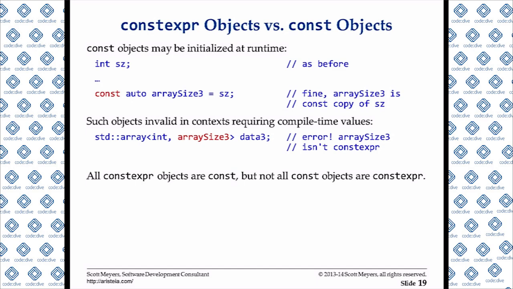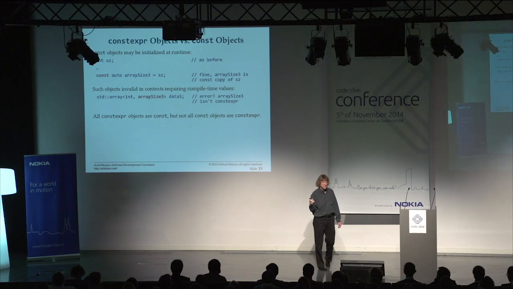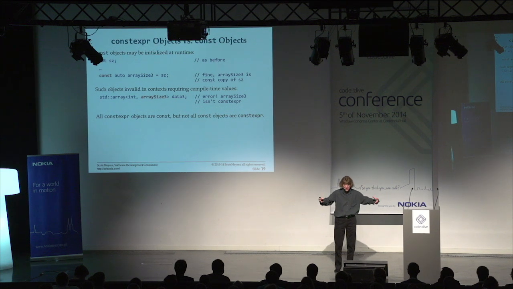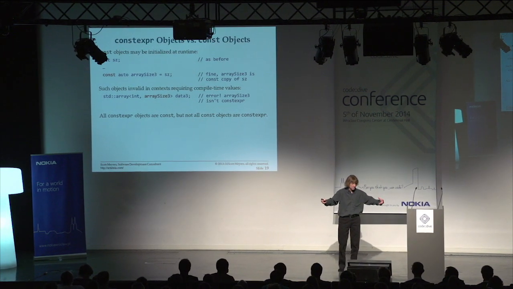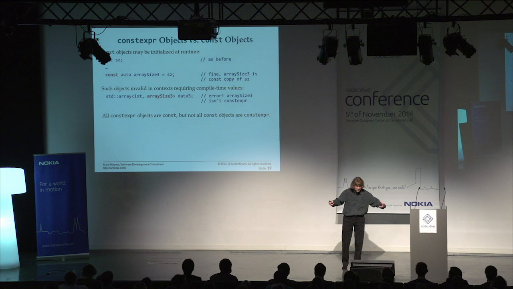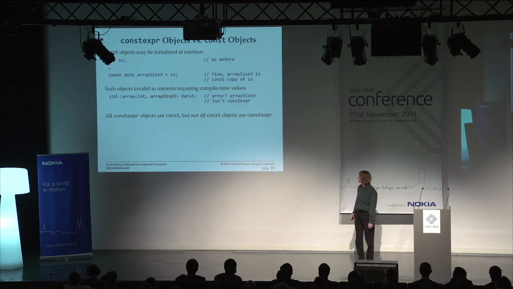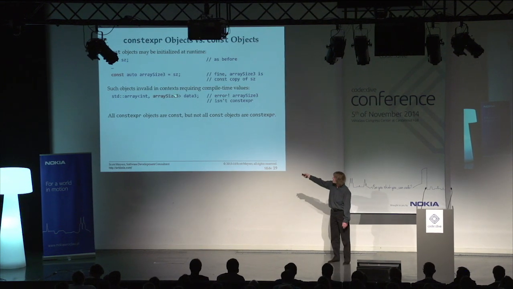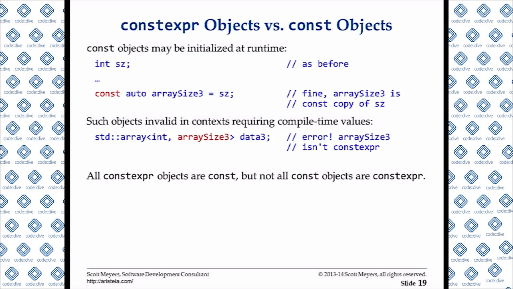Its value is not known until runtime. But once its value is established, it can't be modified. That's what const says. But if I tried to create an array object of size arraySize3, this will not compile, because arraySize3, although it's const, is not constexpr. So all constexpr objects are const, but not all const objects are constexpr.